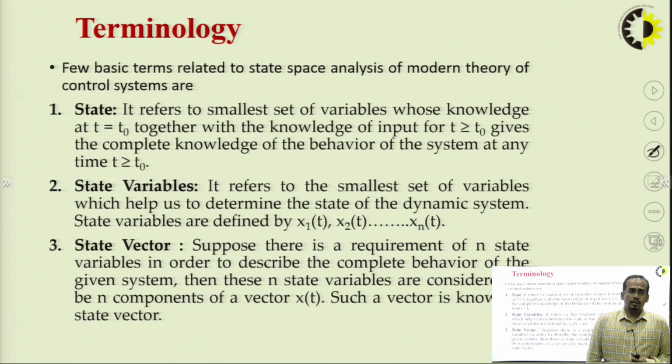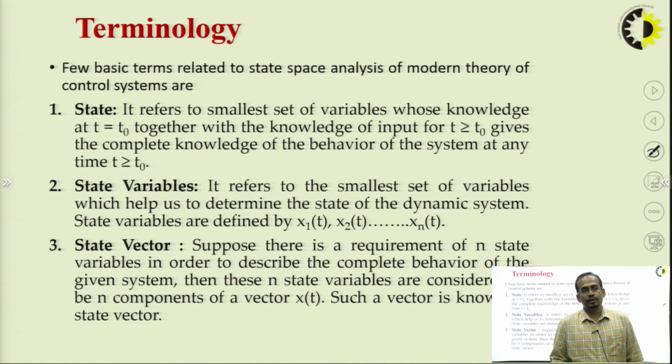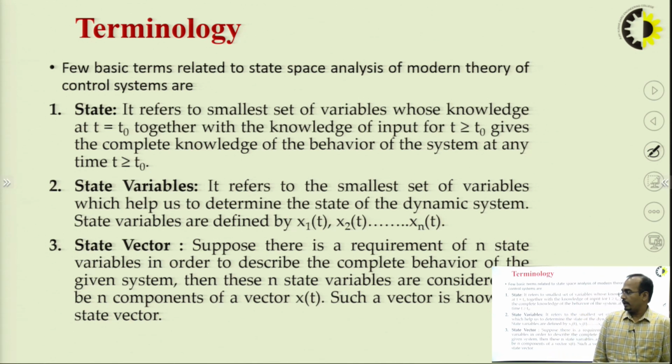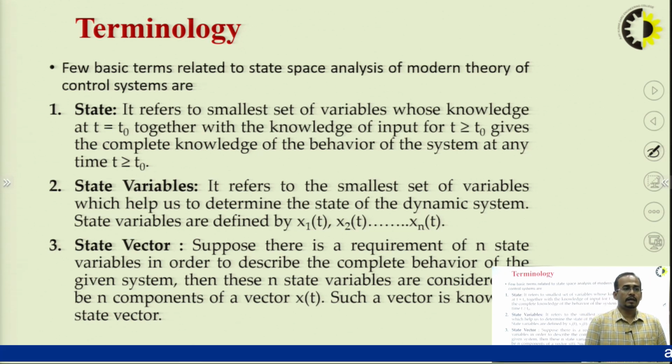What are the terminologies that we will use in a state space variable model? First is the state, second is the state variable, and third is the state vector. State refers to the smallest set of variables whose knowledge at t equal to t naught, together with the knowledge of input for t greater than or equal to t naught, gives the complete knowledge of the behavior of the system at any time t greater than or equal to t naught.